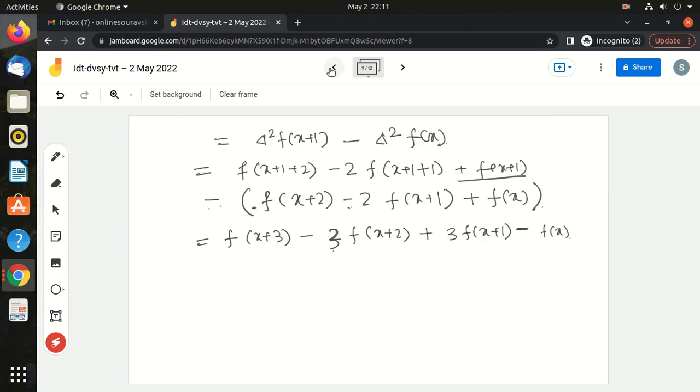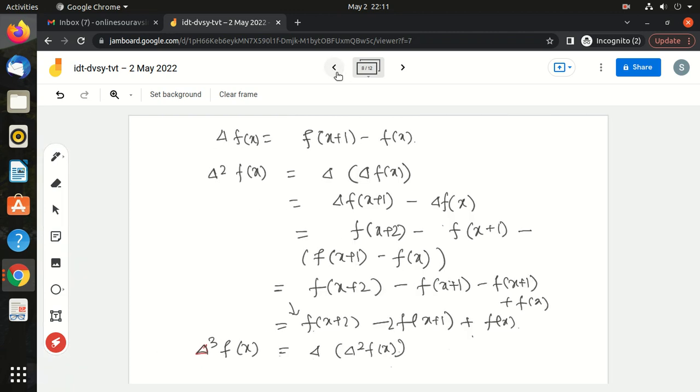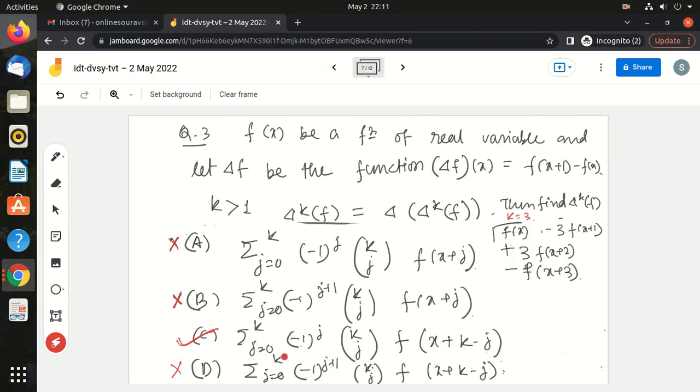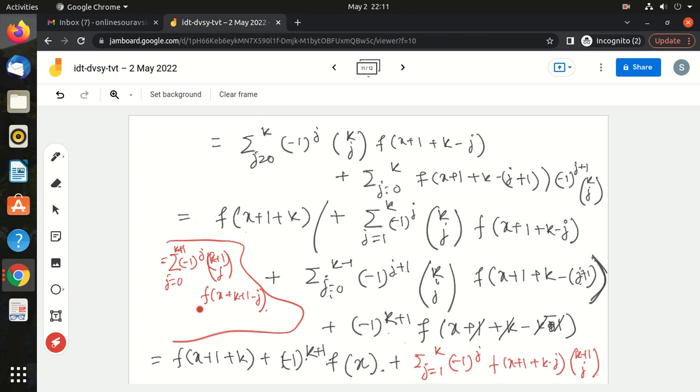Let me go back to the problem. It should have been j equal to 0 to k plus 1, minus 1 whole to the power j, and then k plus 1 choose j, sorry, where I'm writing. So minus 1, j runs from 0 to k plus 1, minus 1 whole to the power j, k plus 1 choose j, f of x plus, here it will be k plus 1 minus j. So you see on the penultimate page, you get the same thing.